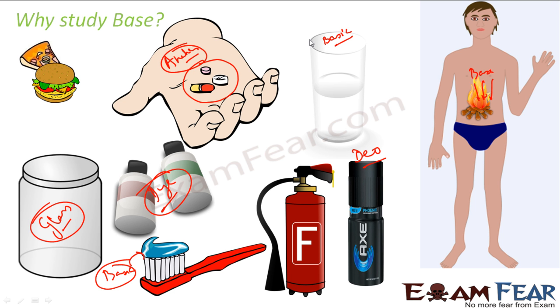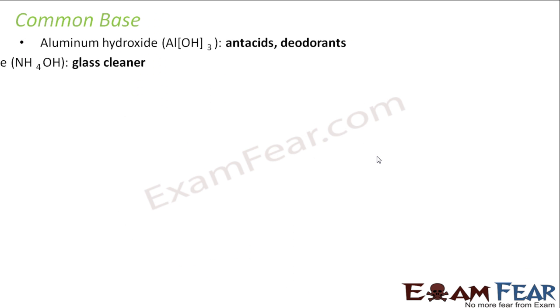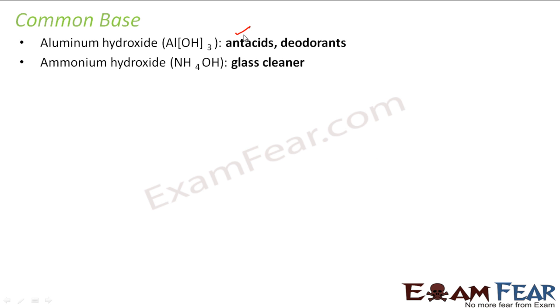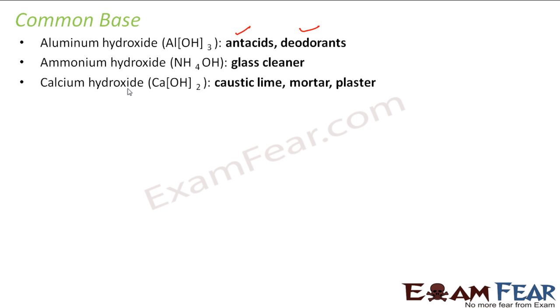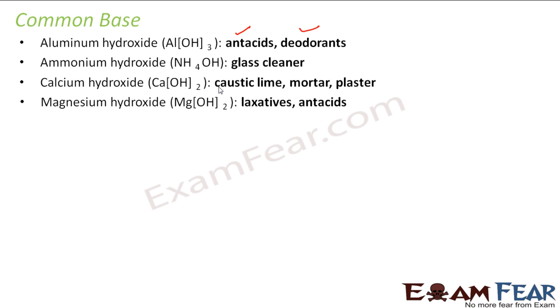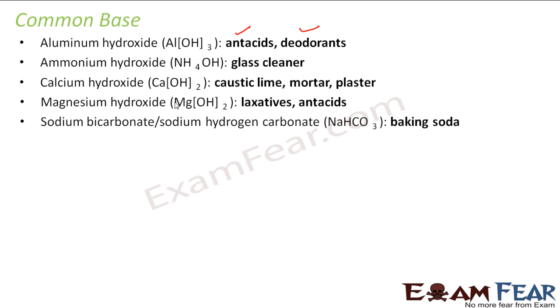So hope you understand the applications: the food, the medicines, the water, the fire extinguisher, the toothpaste, the deodorant, dye, glass, medicines, all the places we use base in our life. So the common bases we have: aluminum hydroxide is used in antacids and deodorant. Ammonium hydroxide is used for glass cleaner. Calcium hydroxide is caustic lime, plaster.